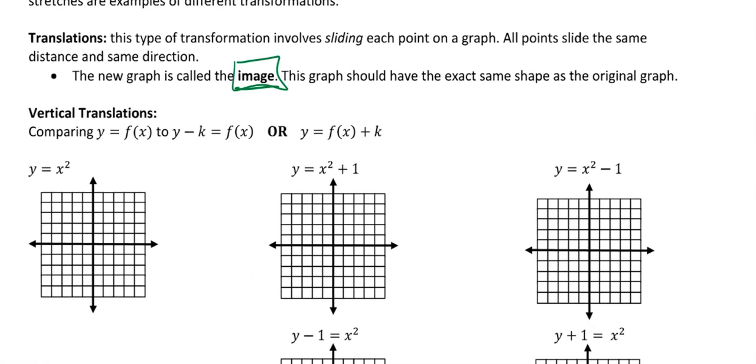Okay, so vertical translation. If we look at the graph y is equal to f of x, and remember, when I say f of x, that just means any general function. That could be x squared, that could be square root of x, any function I'm talking about. It's just generally called f of x if we're not giving a specific graph yet. So comparing y is equal to f of x to y minus k is equal to f of x, or y is equal to f of x plus k.